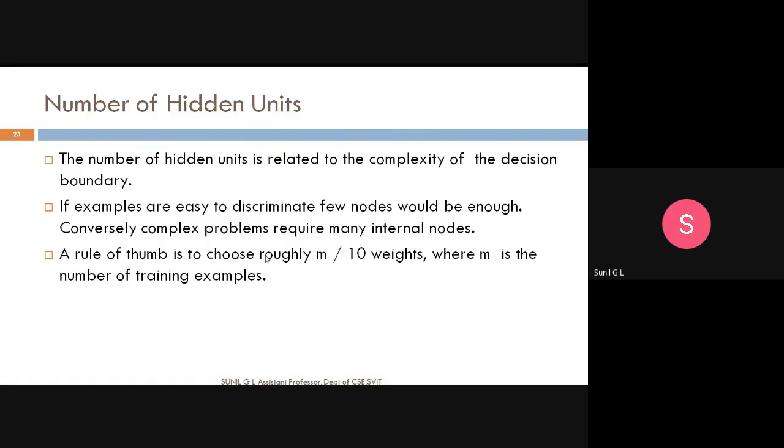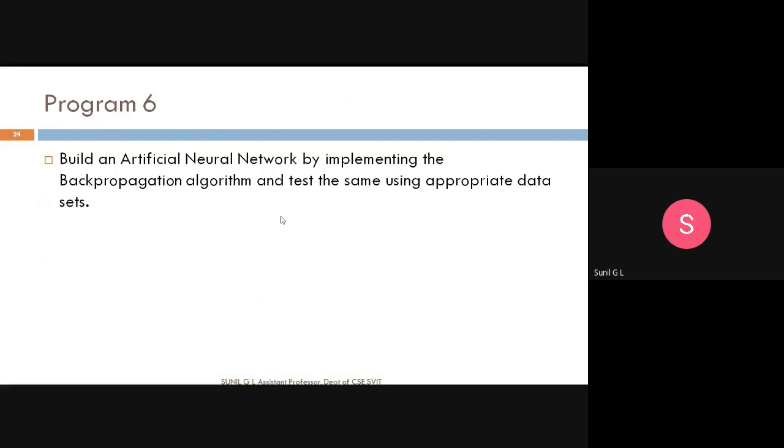The rule of thumb is to choose roughly m/10 weights, where m is the number of training examples. Based on the training examples divided by 10, we can choose the weights. That value you can choose for the weights. So this is the theory concept.